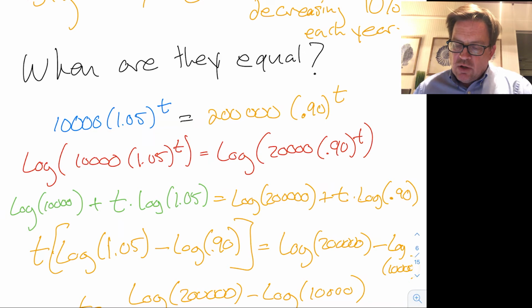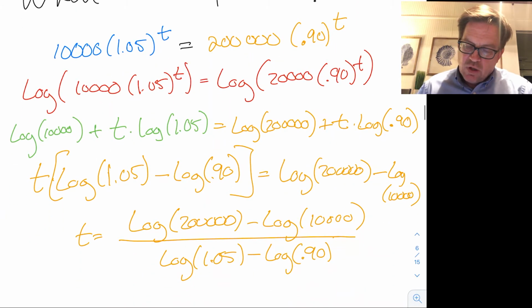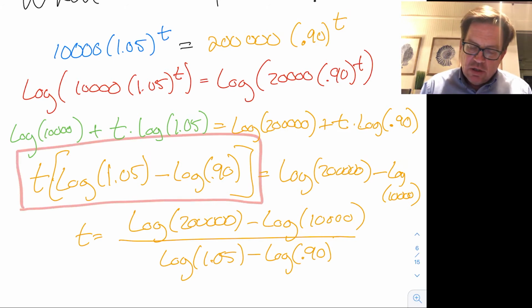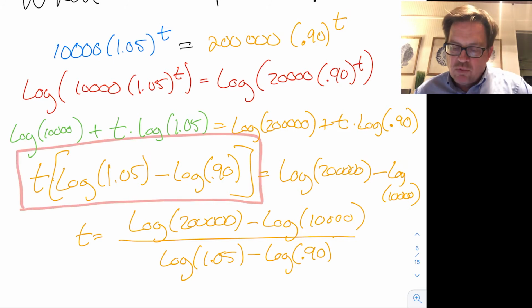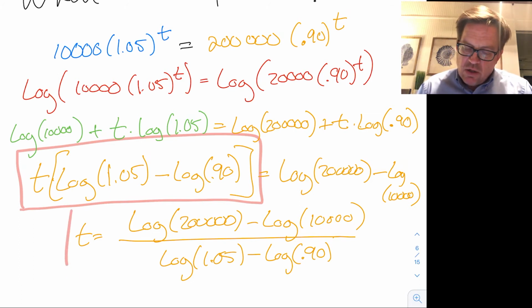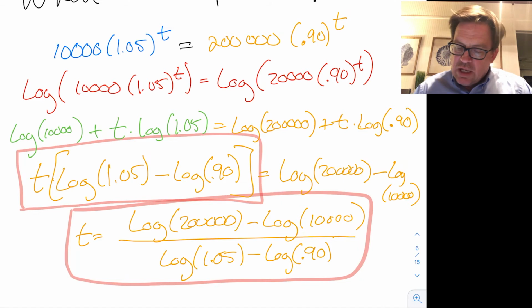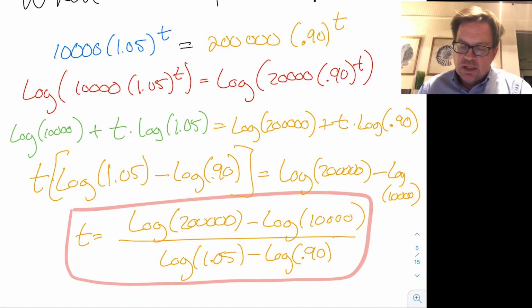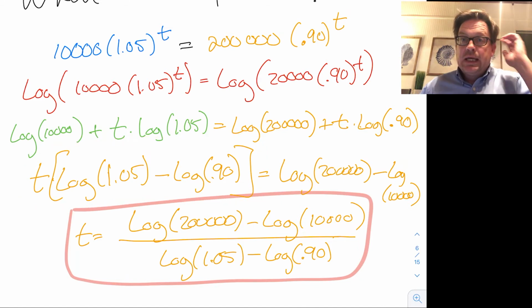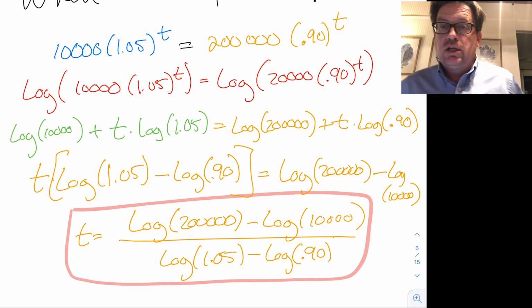And as we go through there, at this point we move all the t's to one side and factor out a t times log of 1.05 minus log of 0.90, and on the right-hand side we'll have this. When you divide, you get that equation for the end. And I'll just leave that sitting there. Again, that's a lot of algebra, but that same process works on each one of these problems.